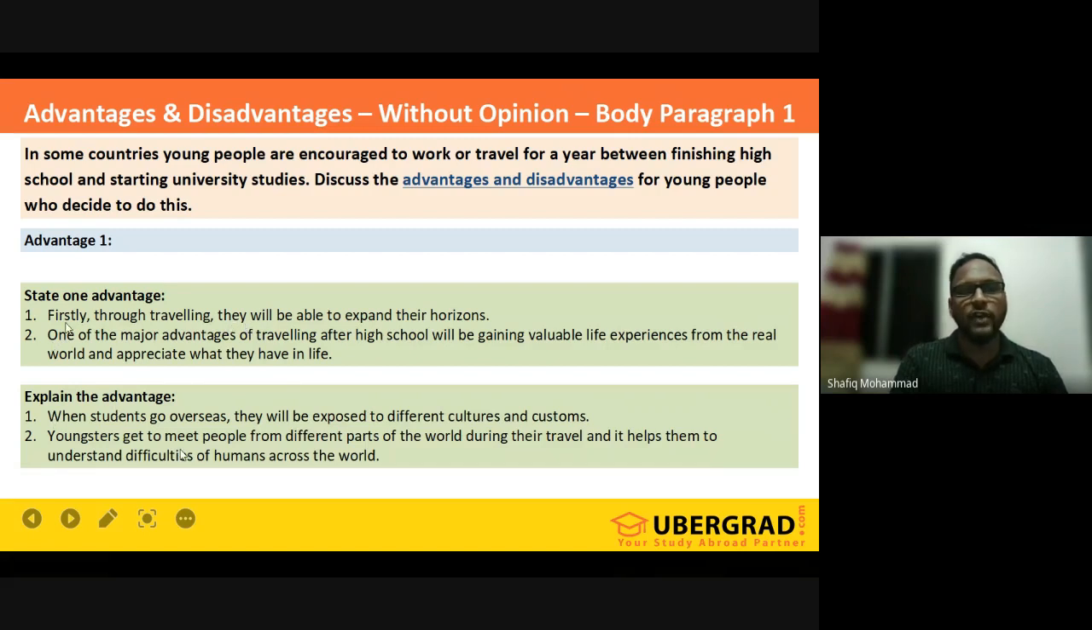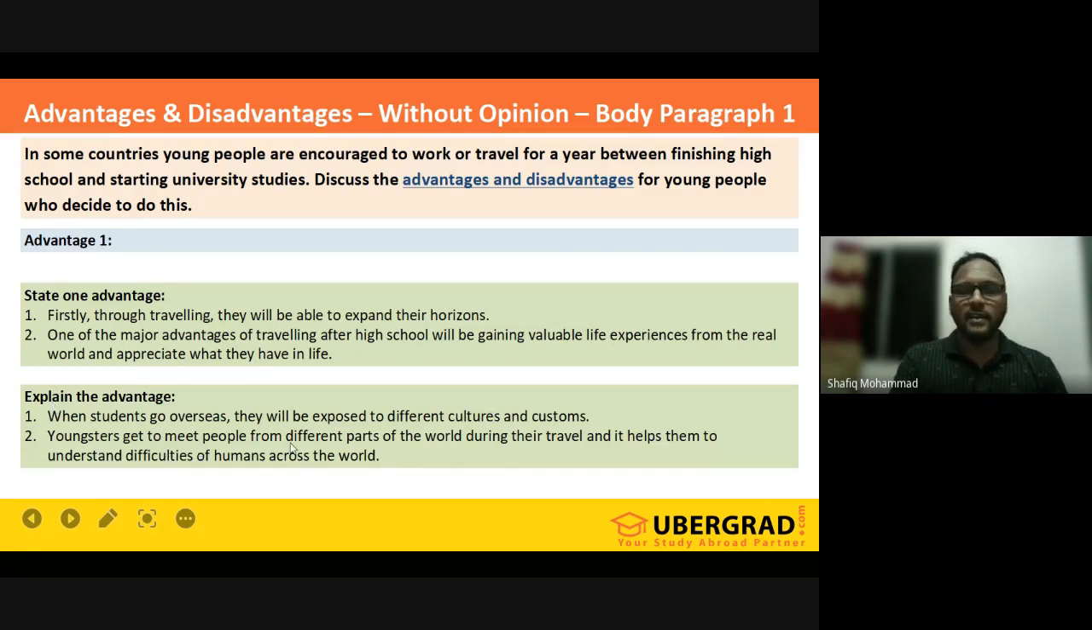So if you read like this: firstly, through traveling, they will be able to expand their horizons. When students go overseas, for example, you can write for instance, for example, okay, you can start like this. When students go overseas, they will be exposed to different cultures and customs. The same thing again, he has written. See, youngsters get to meet different people in different parts of the world during their travel, and it helps them to understand the difficulties of humans across the world.